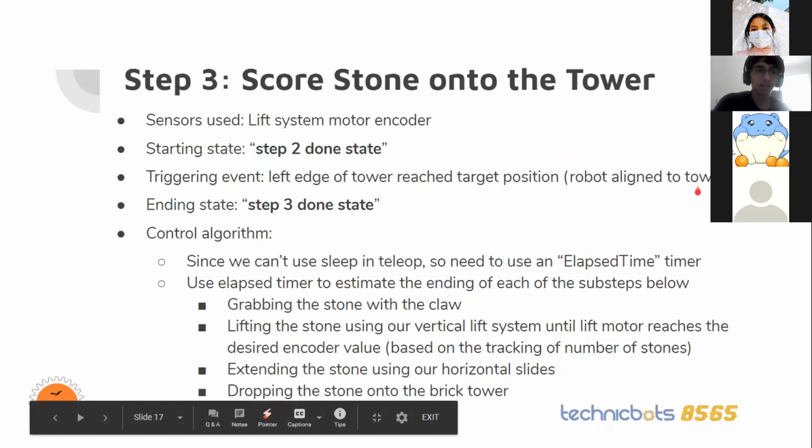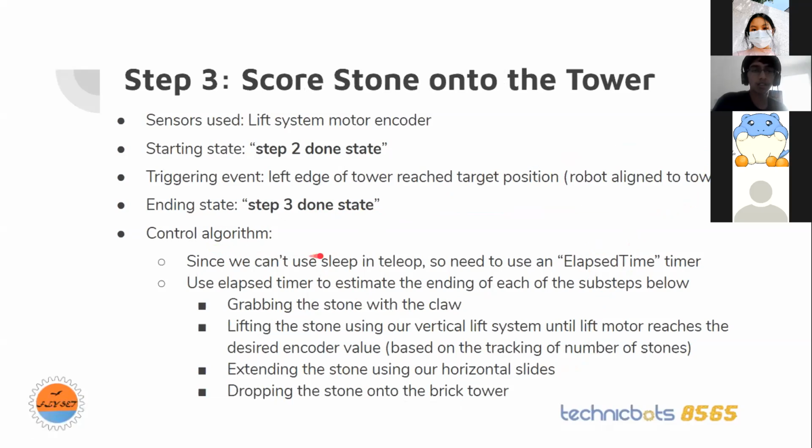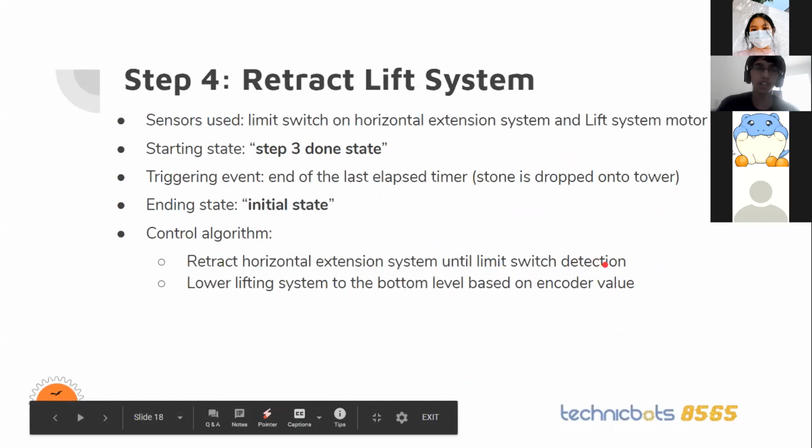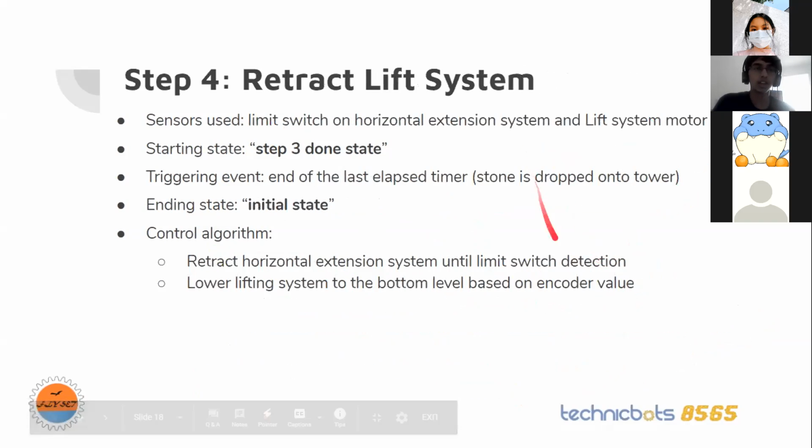The control algorithm for this was, since we can't use sleep in Teleop, we decided to use an elapsed timer to estimate the ending of each of the substeps below, which was grabbing the stone with the claw, lifting the stone using our vertical lift system, extending the stone using our horizontal slides, and then dropping the stone onto the brick tower. Finally, step 4, the last step.